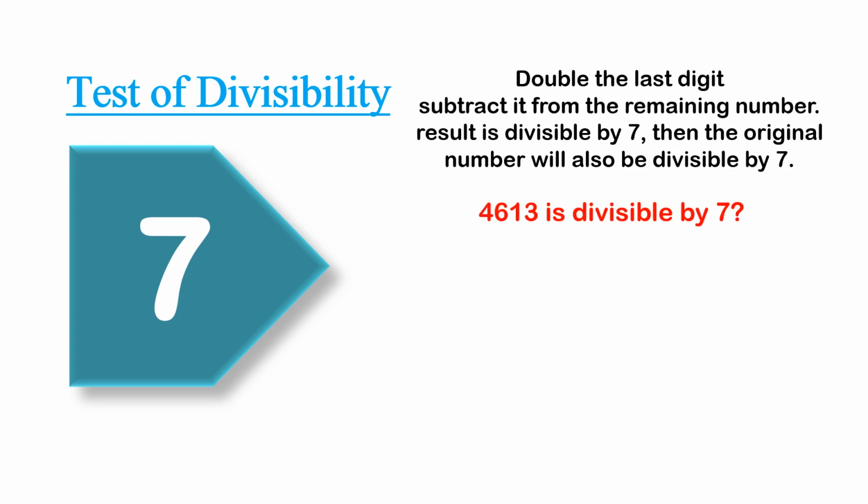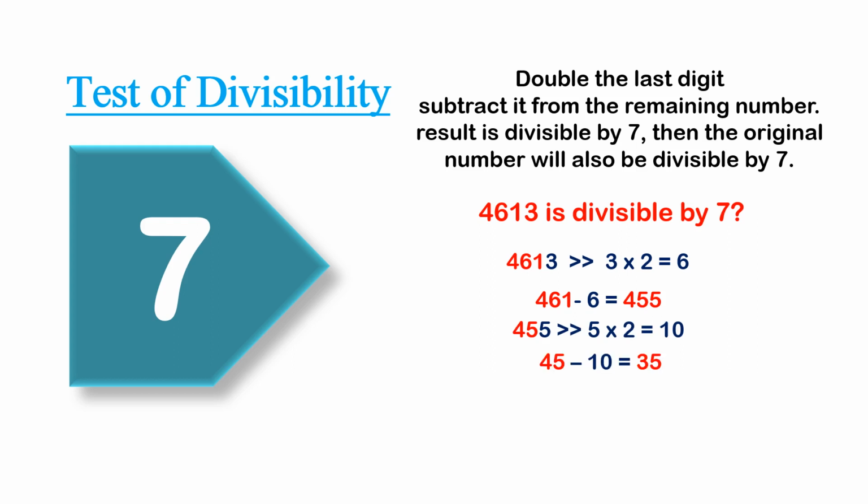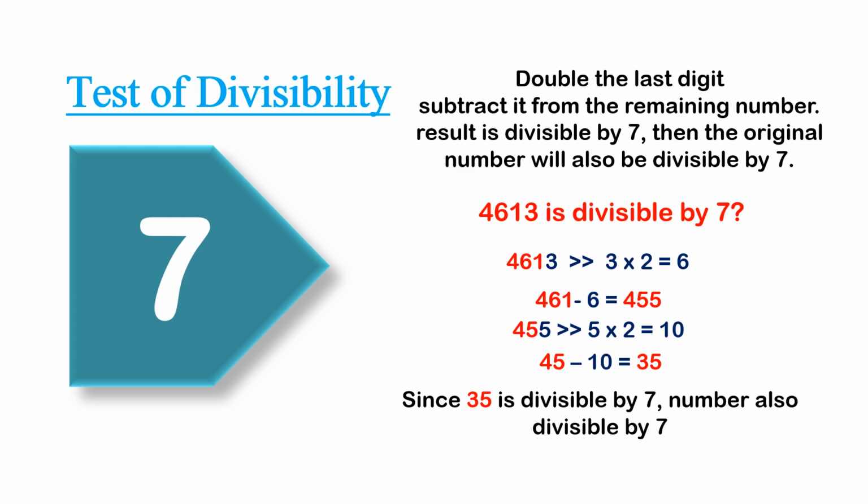Let's see one example. So 4613, is it divisible by 7 or not? First, the last digit, that is 3. 3 into 2, 6. That 6 should be subtracted from 461. So the answer is 455. Now the last digit is 5. 5 into 2, 10. This 10 should be subtracted from 45. So that gives us the result 35. So 35 is completely divisible by 7. Hence the number 4613 is also divisible by 7.